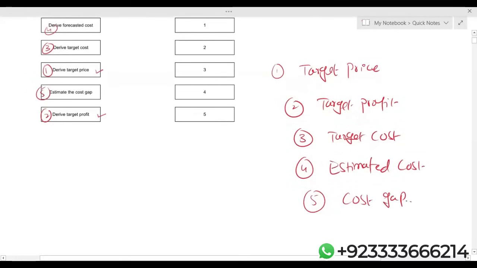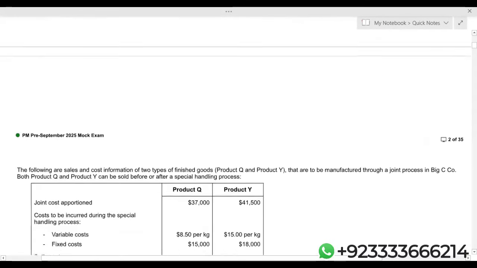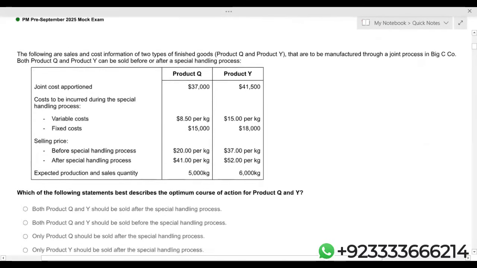So simply these are the steps for target costing. Price first, then profit, then we simply deduct profit from the price and we get the target cost. Then we estimate the cost, and then the difference. Obviously your estimated cost will be higher than the target cost, so the difference is the cost gap.